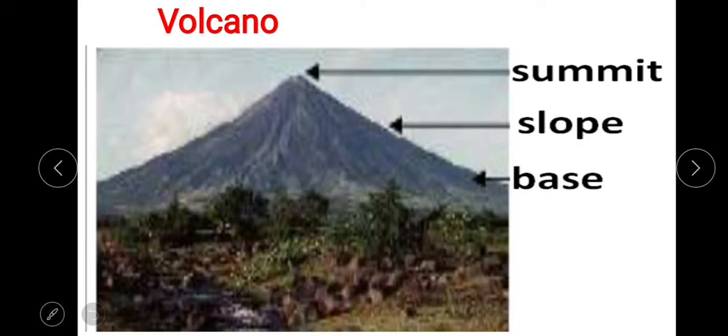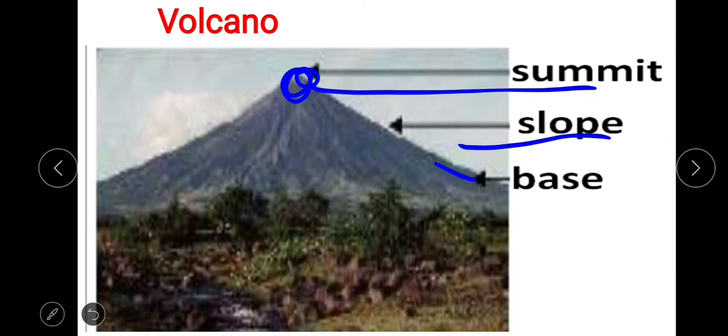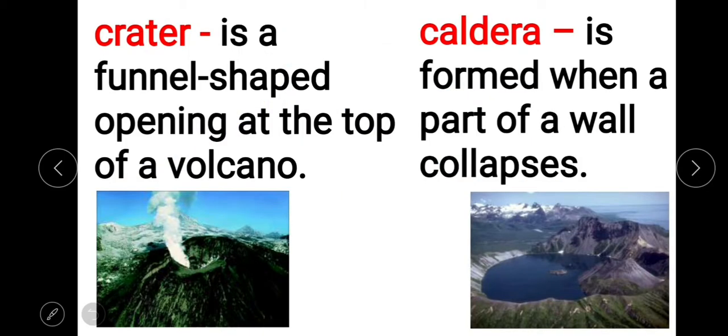Okay, we have also the parts of volcano. We have here the summit, the uppermost part. Then we have the slope, the body of the volcano, the shape like a cone, and also the base, the ground part of the volcano. Then we have also the two kinds of volcano opening. This is the crater and this is the caldera. The two types of openings of volcano.